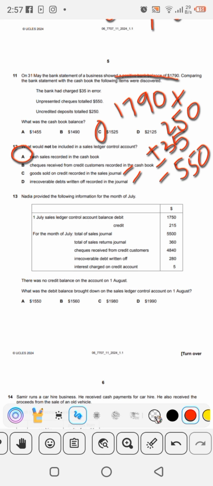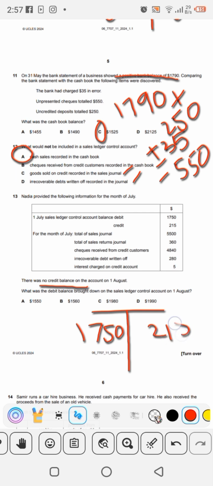Then question number 13 is, Nadia provided the following information for the month of July. There was no credit balance on the account on 1st August. What was the debit balance brought down on the sales ledger account on 1st August? So we make a sales ledger account. So the debit balance is 1750 and the credit balance is 215.